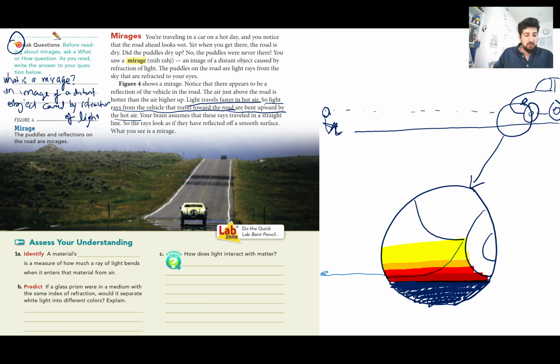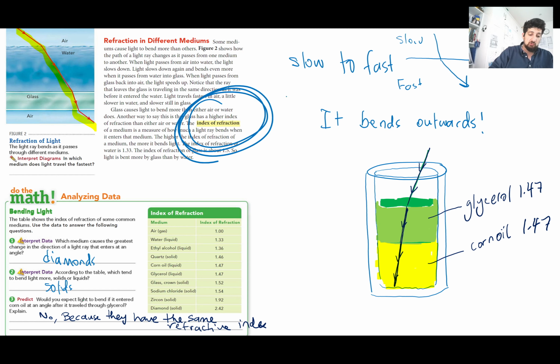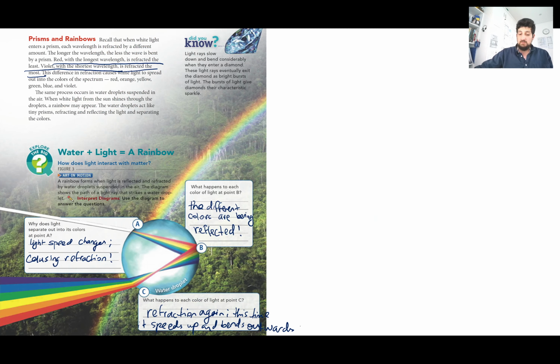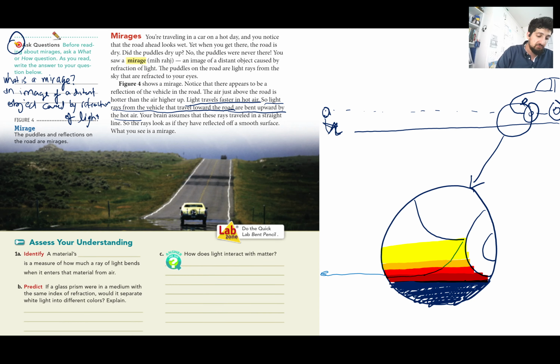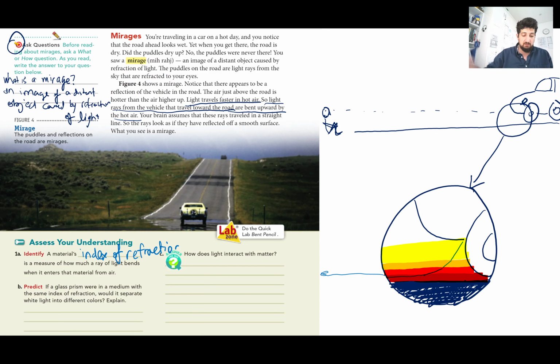Identify a material's what is a measure of how much a ray of light bends when it enters the material from the air. A material's what? A material's refractive index, or index of refraction. Index of refraction. Okay.